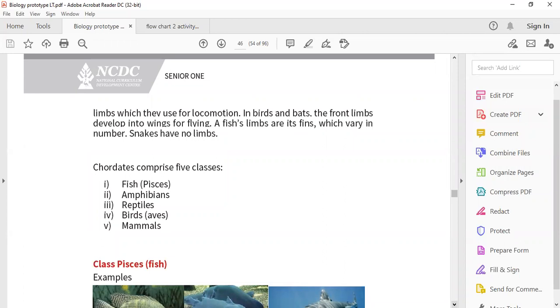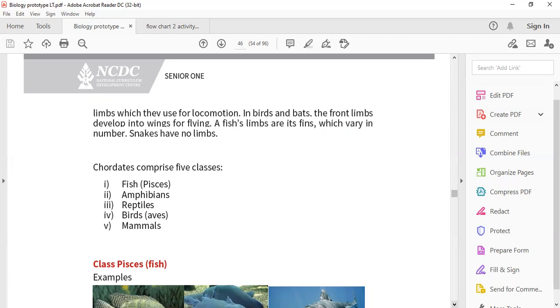In birds and bats, the front limbs develop into wings for flying. A fish's limbs are its fins, which vary in number. Snakes have no limbs. Chordates comprise five classes: the fish, amphibians, reptiles, birds, which are also referred to as aves, and mammals.